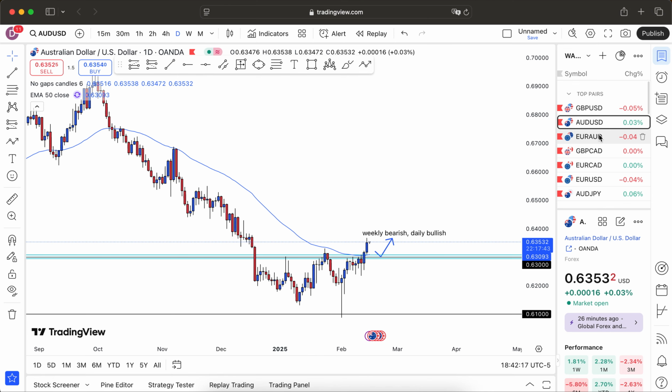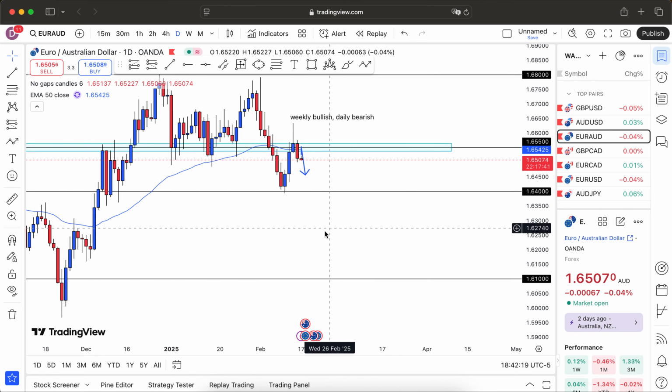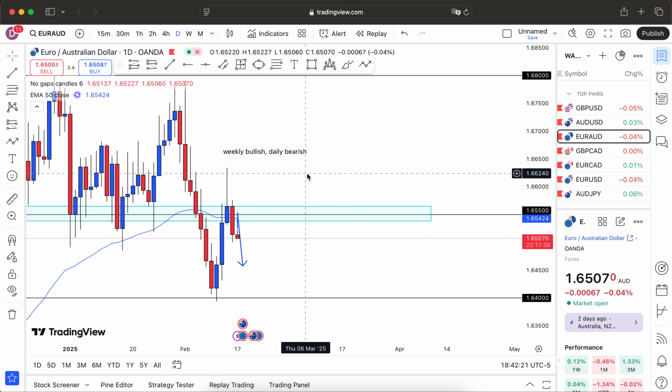The next one is Euro AUD. On Euro AUD, weekly is bullish, daily is bearish. As you guys can see, previously daily was making higher highs and higher lows. This was another higher high, but then it shifted structure over here, breaking this previous higher low, only to then create this potential daily lower high to continue to the downside, right?